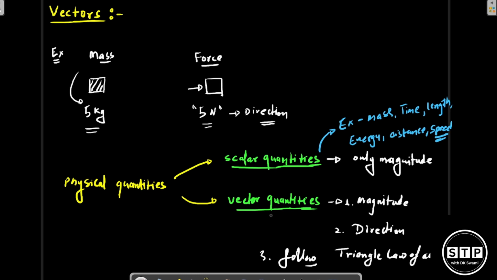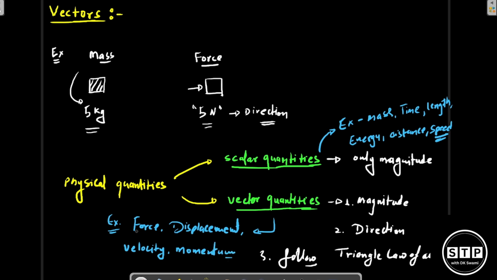In the case of vector quantities, the examples are those which have direction. Like force, displacement. I think you know the difference between displacement and distance, right? And velocity, because velocity will also have some direction. Then momentum, mass multiplied by velocity, because velocity is a vector quantity, so momentum is also a vector quantity. And there are similarly other examples of vectors. So these are the vector quantities.